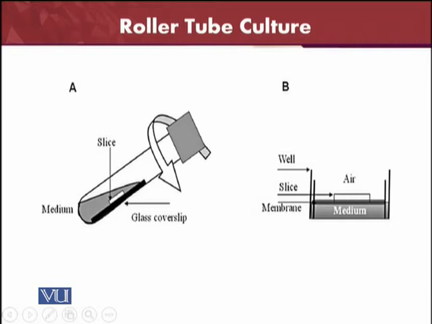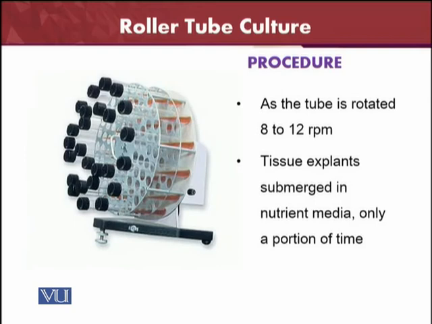How the tissue explants, tissue cells, the test tubes will do. These are the test tubes which have the tissue explants inside them. As the tube is rotated, after the rotation, at 8 to 12 rpm, rotations per minute, the tissue explants will be submerged in the nutrient media for only a portion of the time. The portion of time is very important, whether they are centrifuged for 10 minutes, for 8 minutes, for 10 minutes, or for 20 minutes.